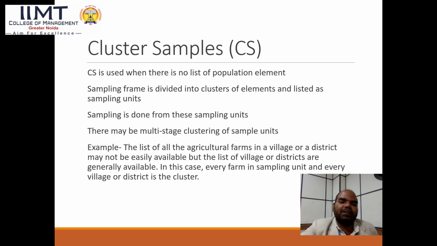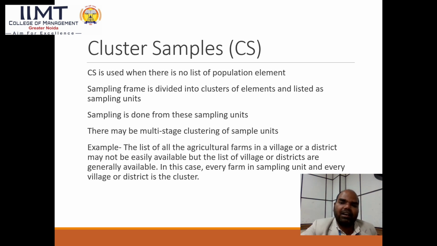For example, the list of all agricultural farms in the village or districts may not be easily available, but the list of villages or districts is generally available. In this case, every farm is a sampling unit and every village or district is the cluster. Every village and every district is a cluster.